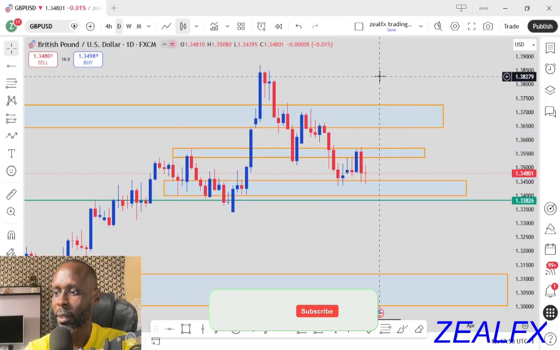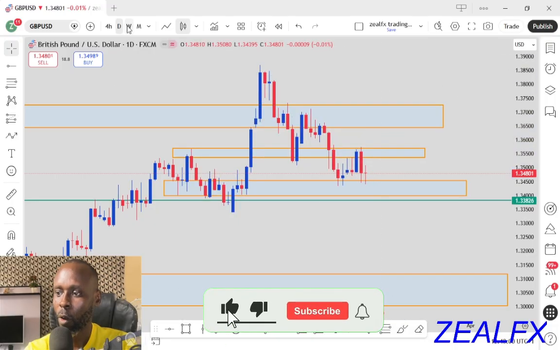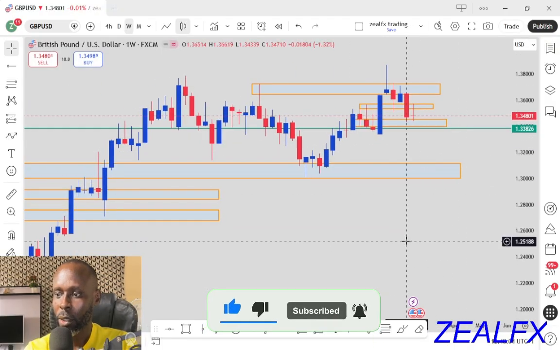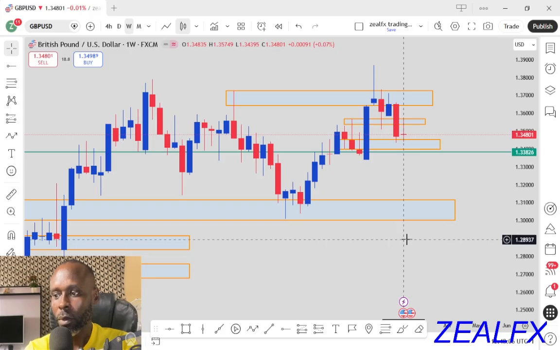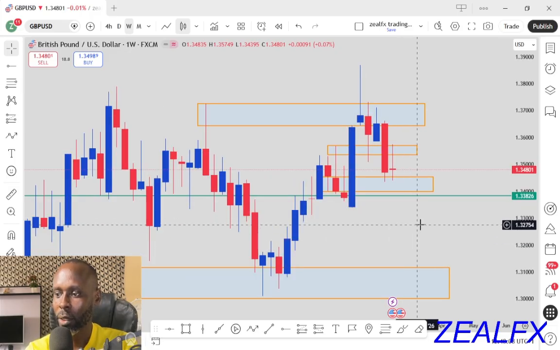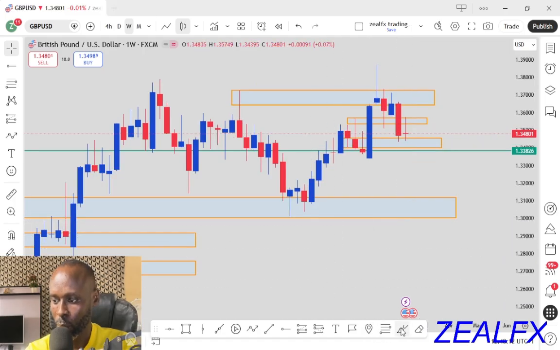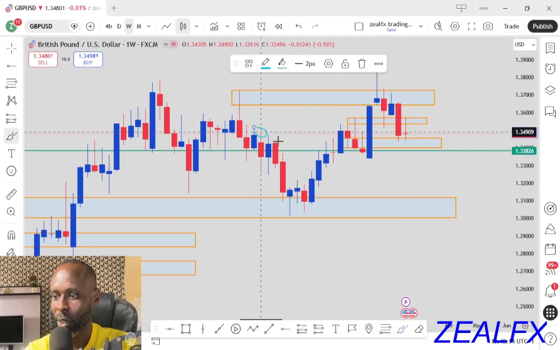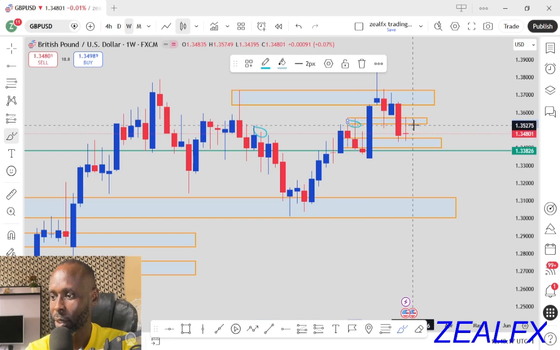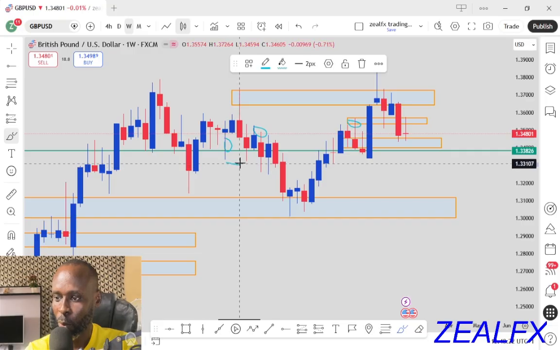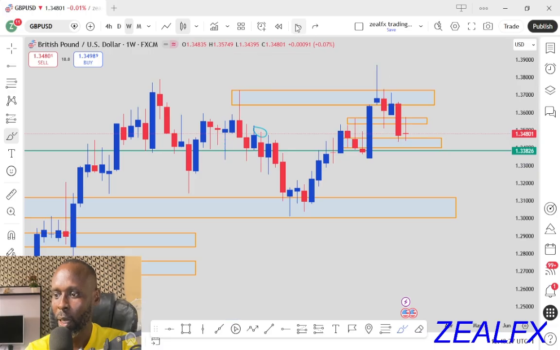So let's look at the weekly chart of the British pounds USD. On my weekly chart, you can clearly see that we still have price on the resistance level. So long as we have price on this resistance, we also have price on this support level. So we have this support zone, which is also an area we look at.